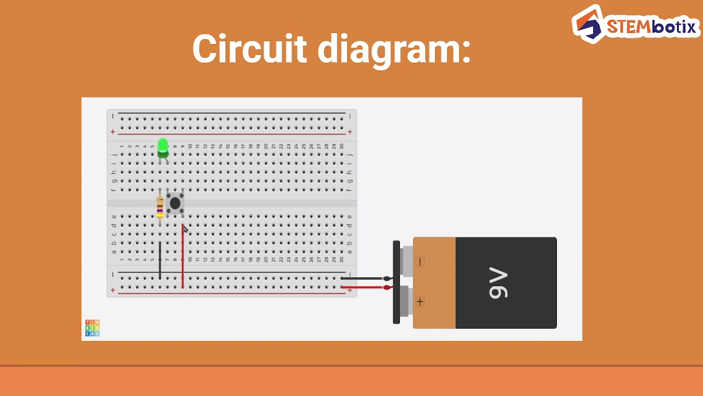So here you are giving it a supply, and after pressing it, it will have a conducting path from here to here, and the current will flow through the LED and then the resistor and then to ground, and your path is completed and hence your LED turns on.